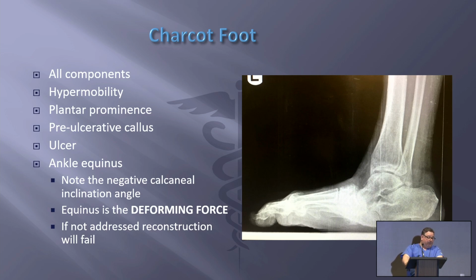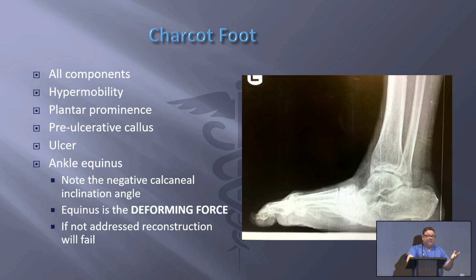We can see what we call the negative calcaneal inclination angle. A foot should be an arch. This is the opposite of an arch. This is an upside down arch. So instead of the calcaneus going up like a truss, it's going backwards. So we say it has a negative calcaneal inclination angle. So equinus here is the deforming force.